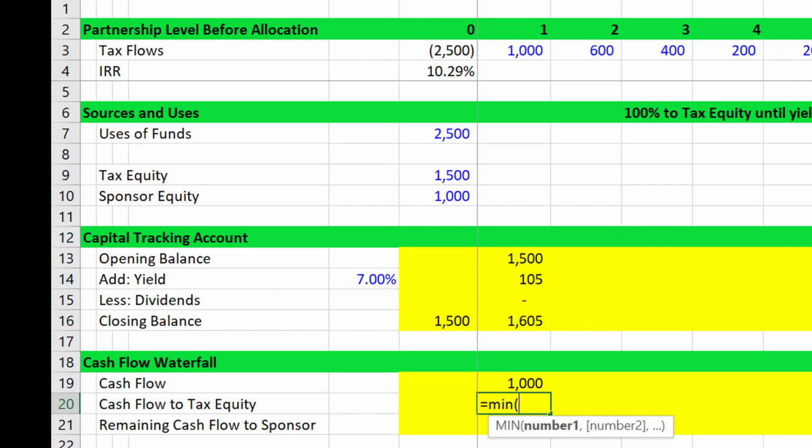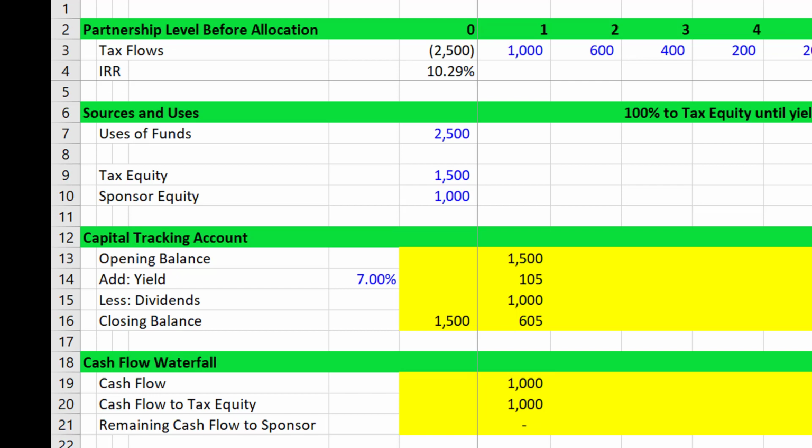And then we say, let's take the minimum of the cash flow or the opening balance plus the interest. That's what I keep forgetting sometimes. That's the big deal. That is the big deal. And then what's left over goes to the second sponsor.